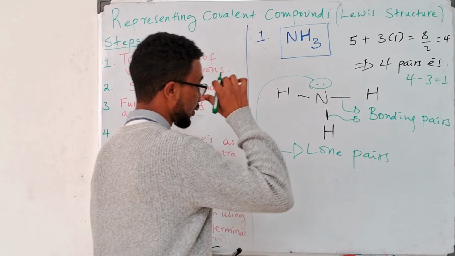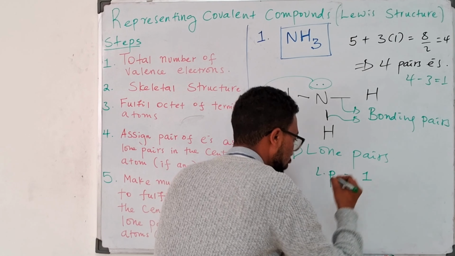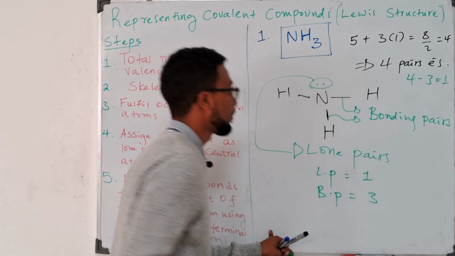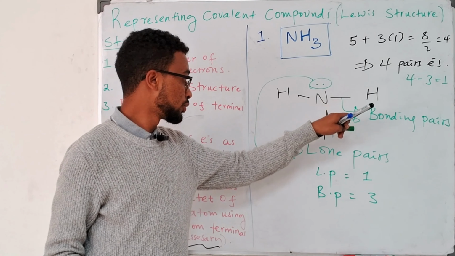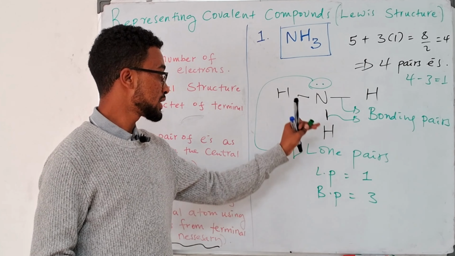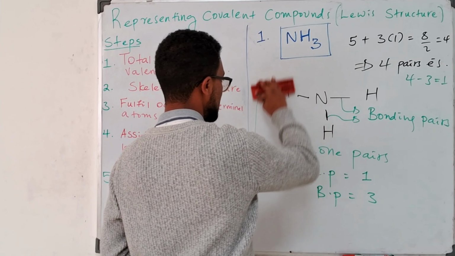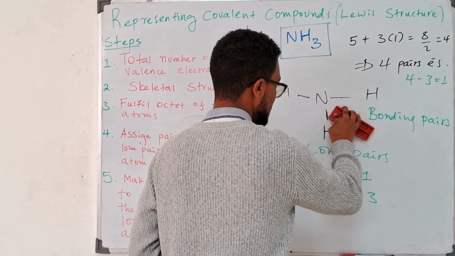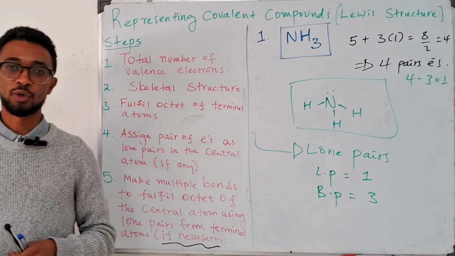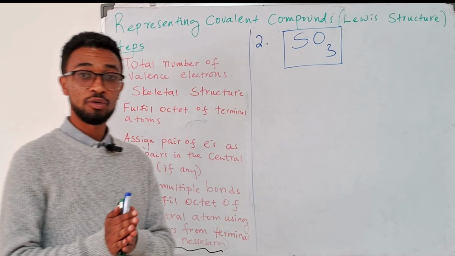So for ammonia, I have 1 lone pair and 3 bonding pairs: 1, 2, 3. 3 bonding pairs and 1 lone pair. So this is it for the Lewis structure of ammonia. Let me make this clear for you guys. This is the Lewis structure of ammonia. Now let's look at a second example on writing Lewis structures for covalent compounds.